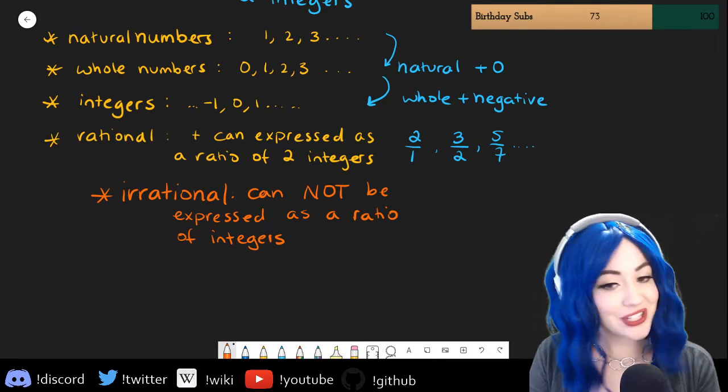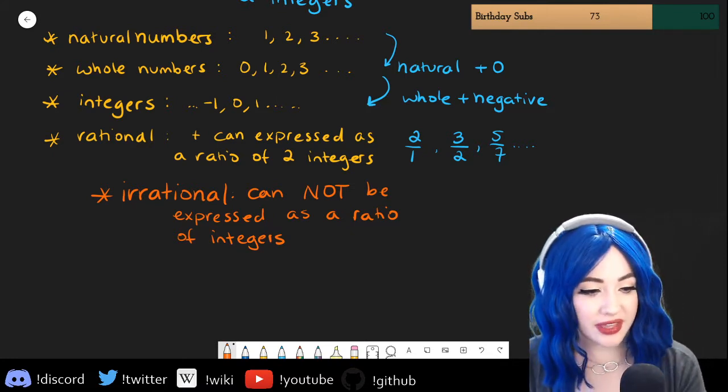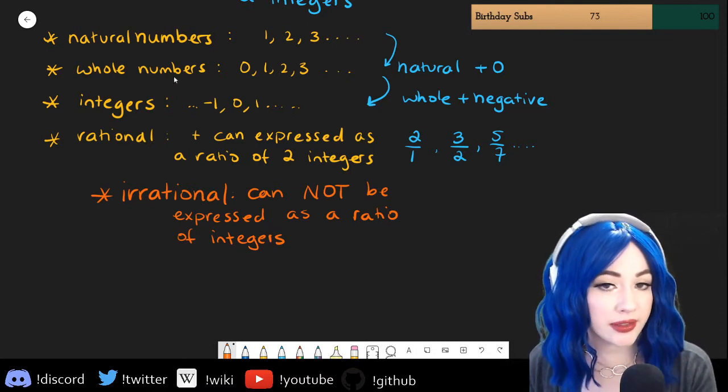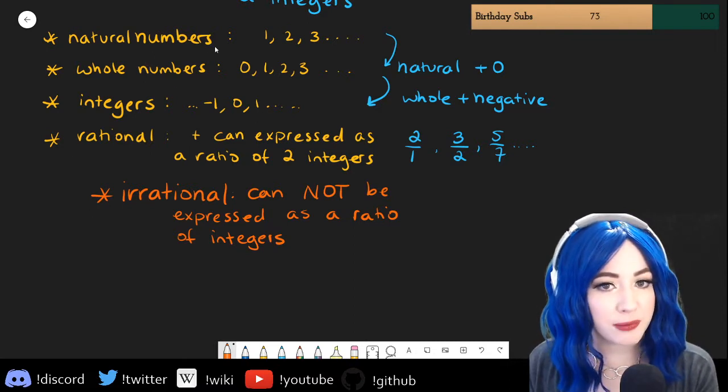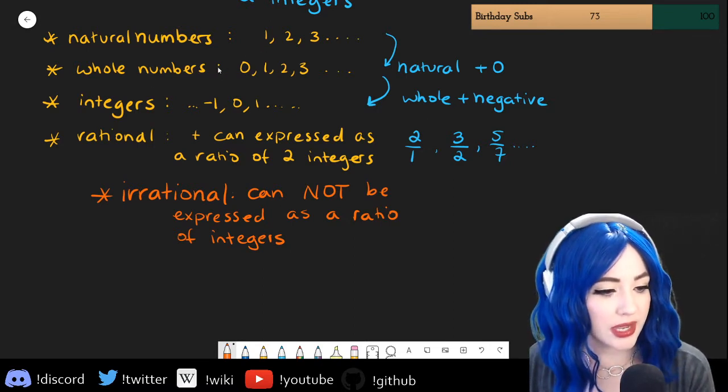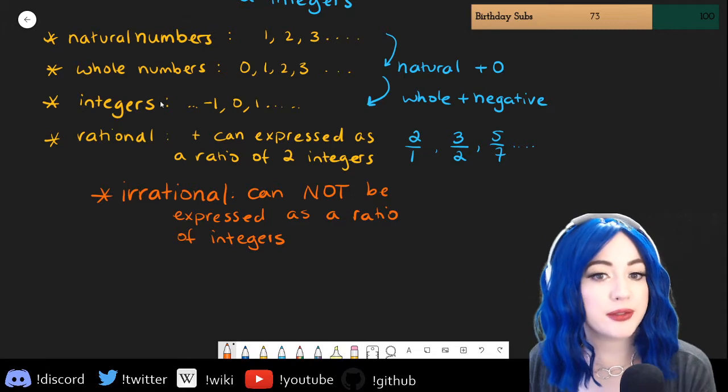All right, had to just double check, and no worries if English isn't your first language. They do have different meanings in English. So your natural numbers do not have 0. Your whole numbers do have 0. And your integers include negative numbers.